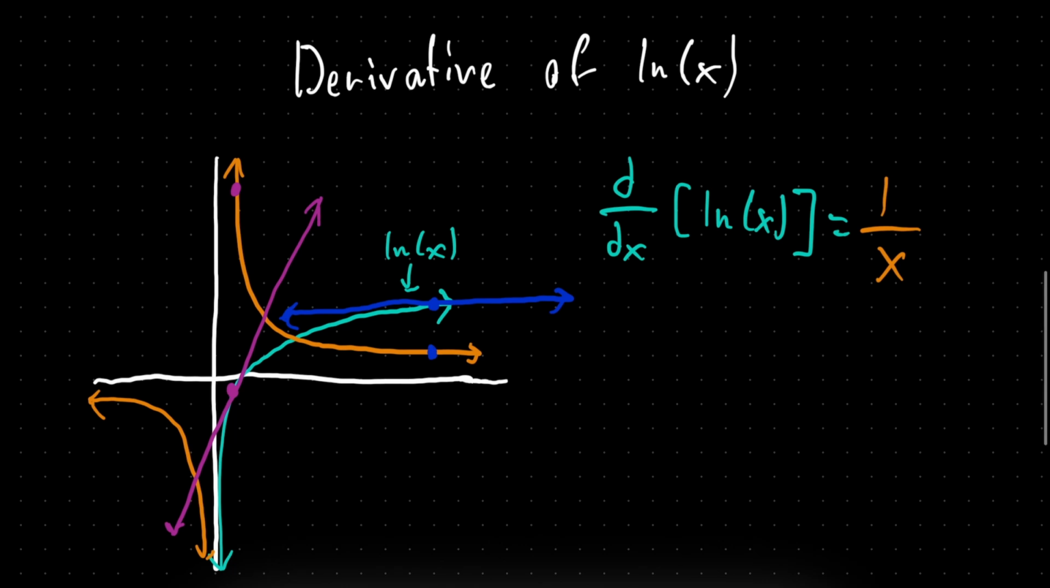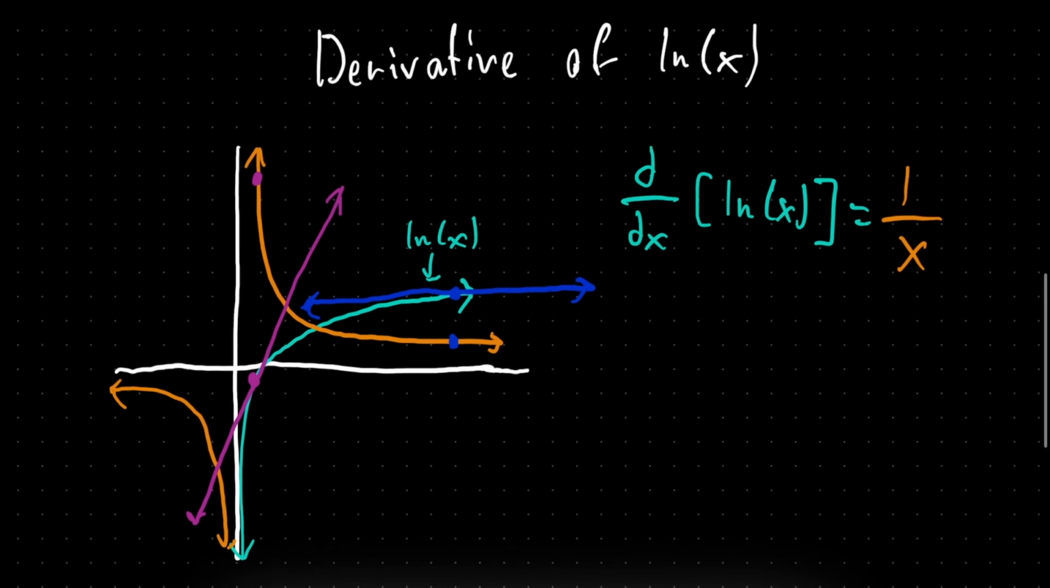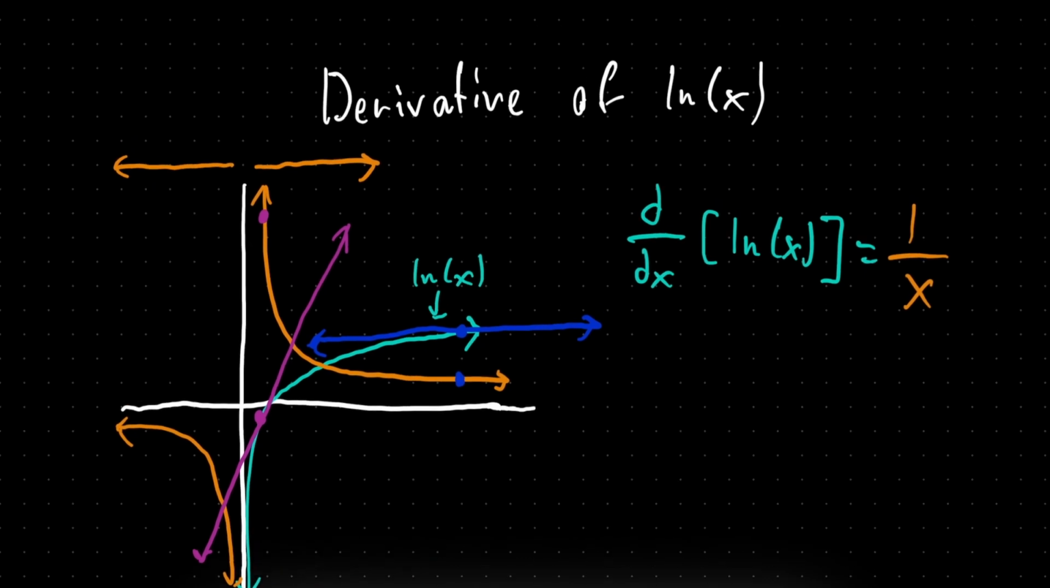One other thing I should mention is that while the domain of 1 over x extends for all values aside from x equals 0, the function natural log of x is only valid for values greater than 0. As a result, the derivative of the natural log of x will only be defined for values greater than 0. You're going to have to restrict the domain to be x greater than 0.